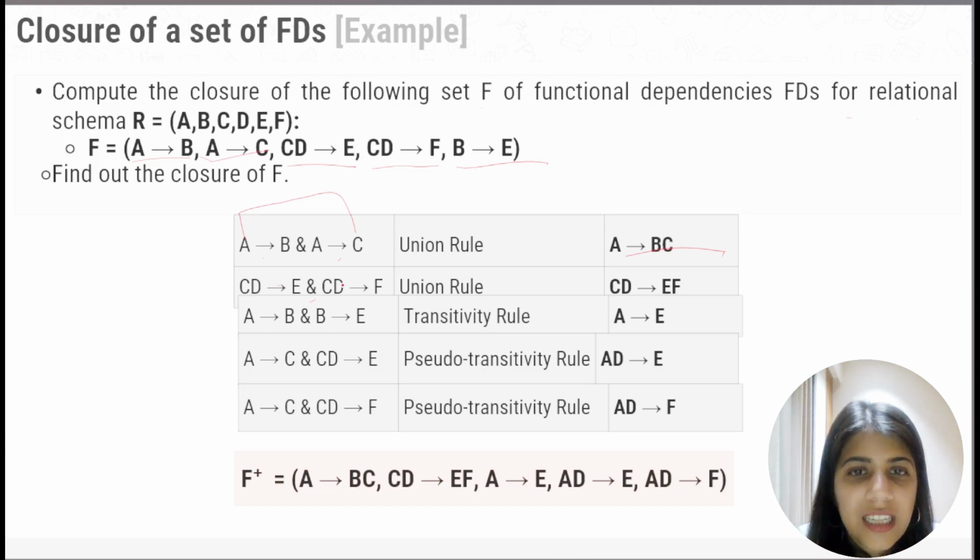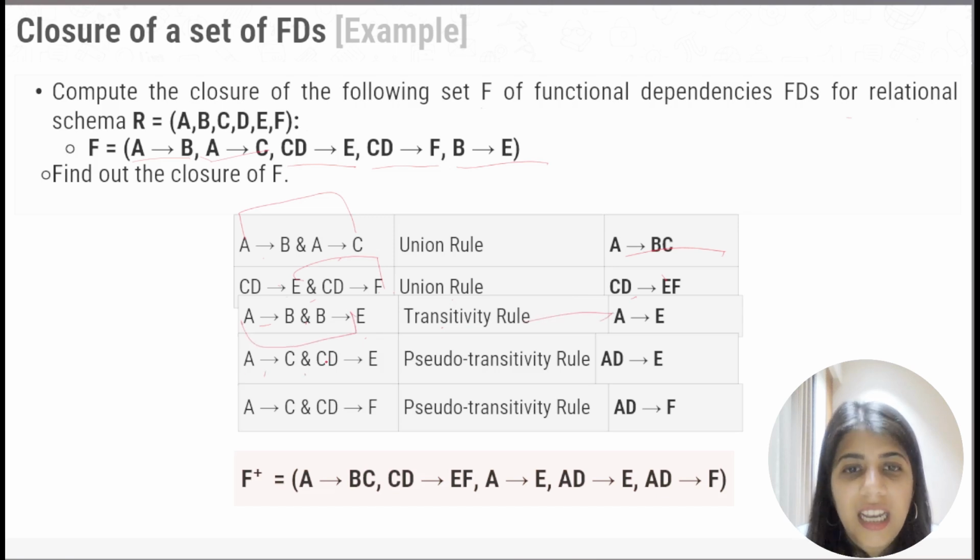CD can determine E and CD can determine F. Again a union rule over here. CD can determine both E and F together. A can determine B and B can determine E. Simple transitivity rule we can use over here. So A can determine E also.